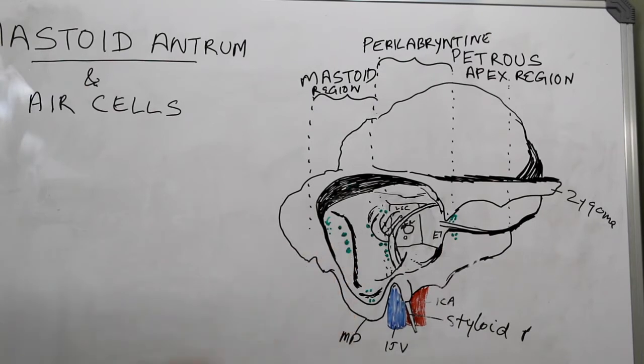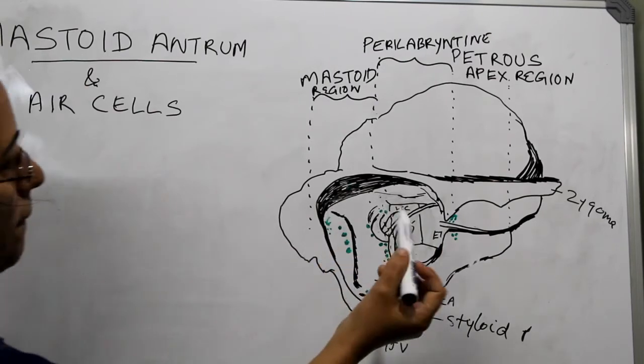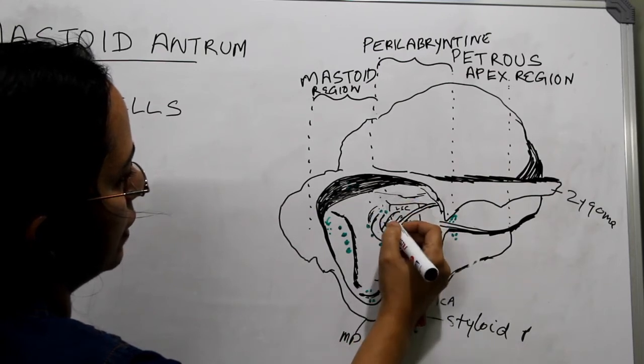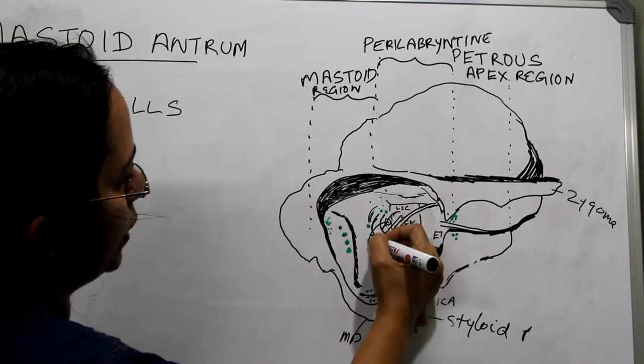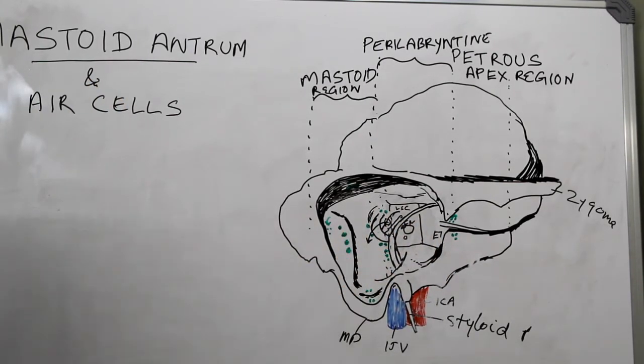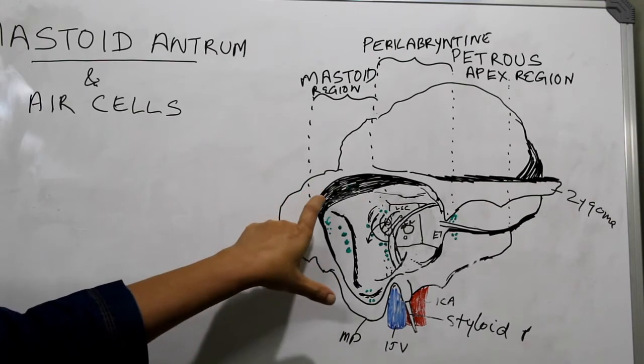Okay, and almost here comes the aditus. Through the aditus, the middle ear communicates with the mastoid antrum. So this is the mastoid antrum.